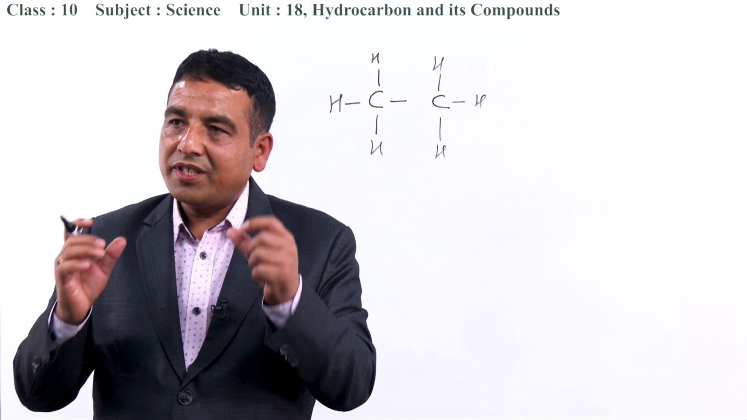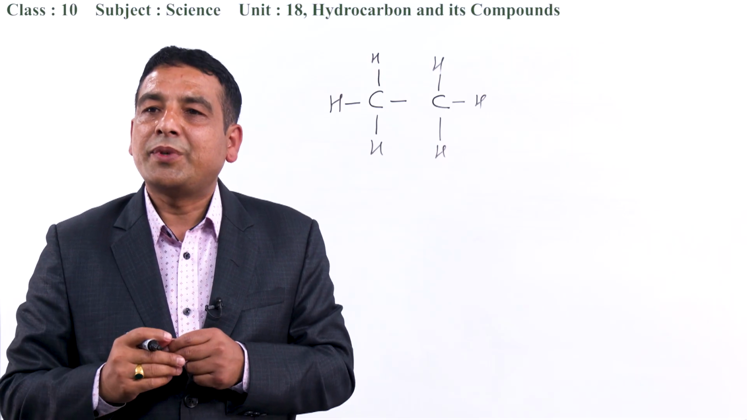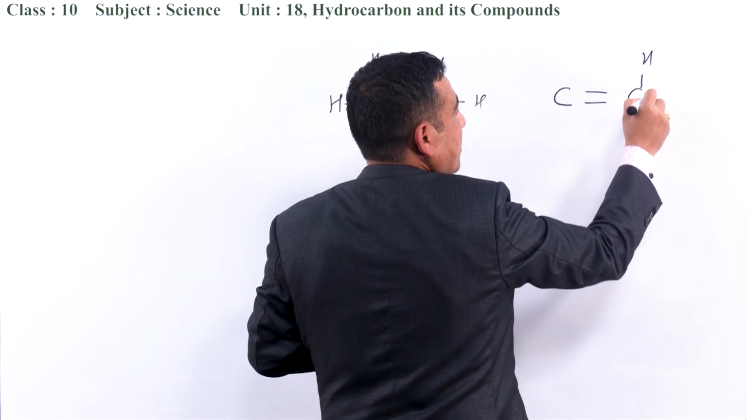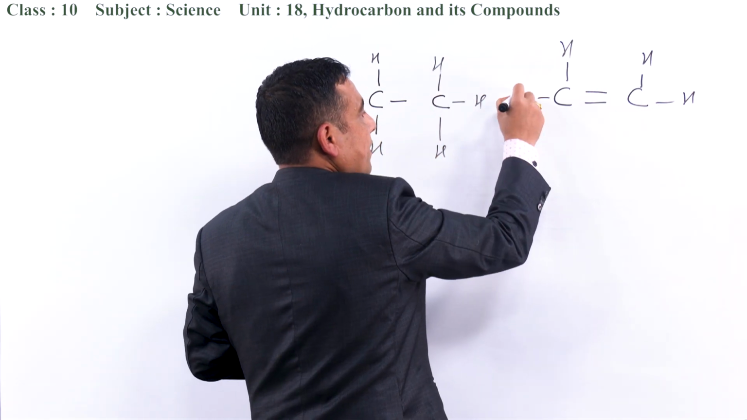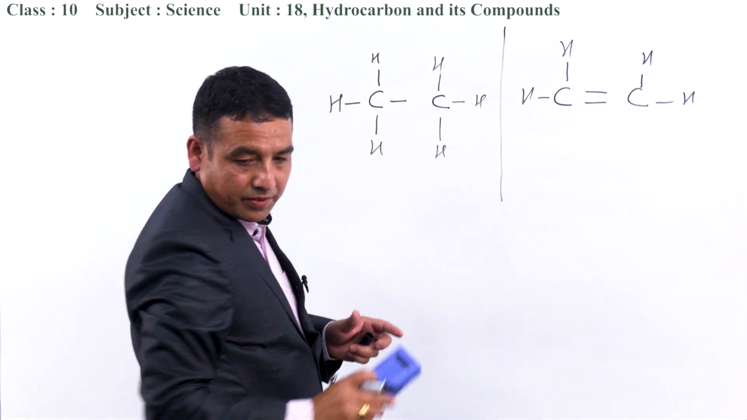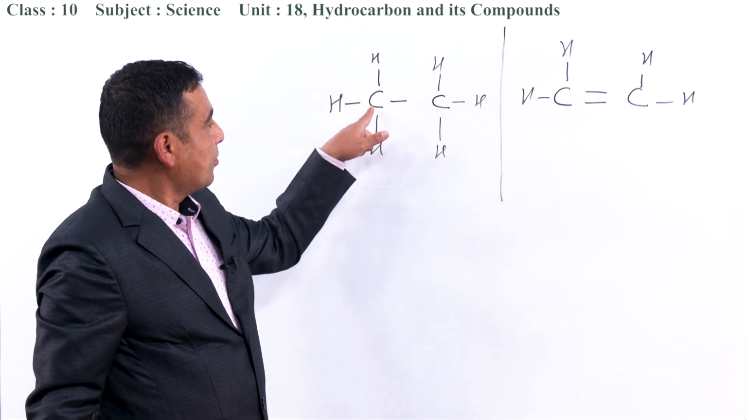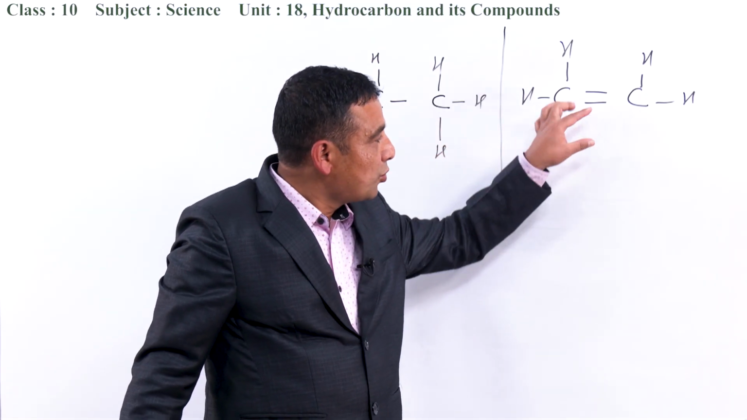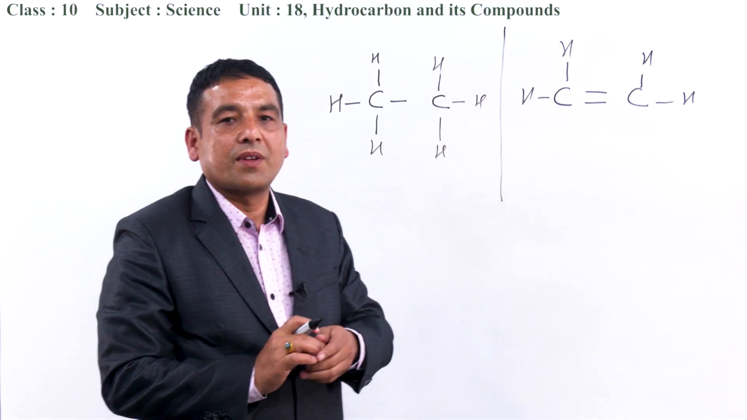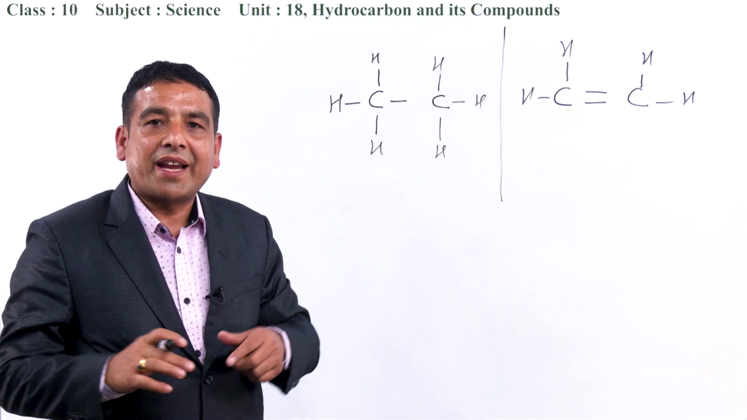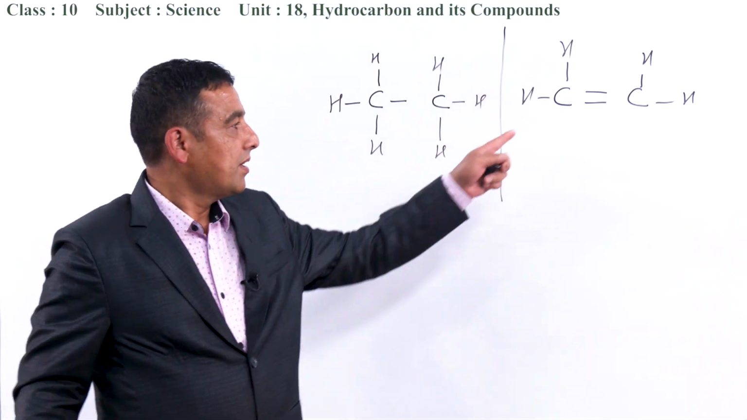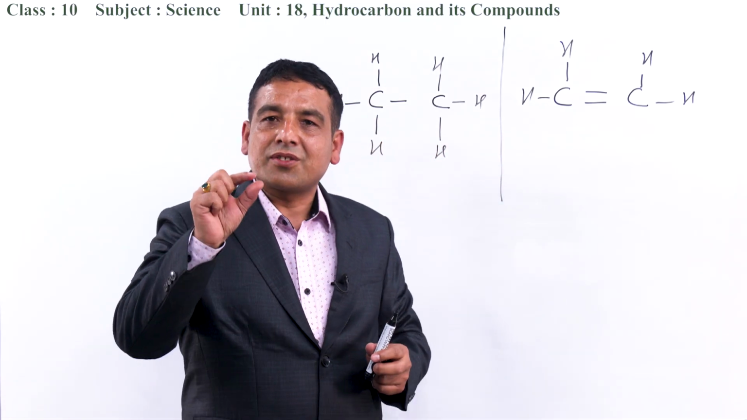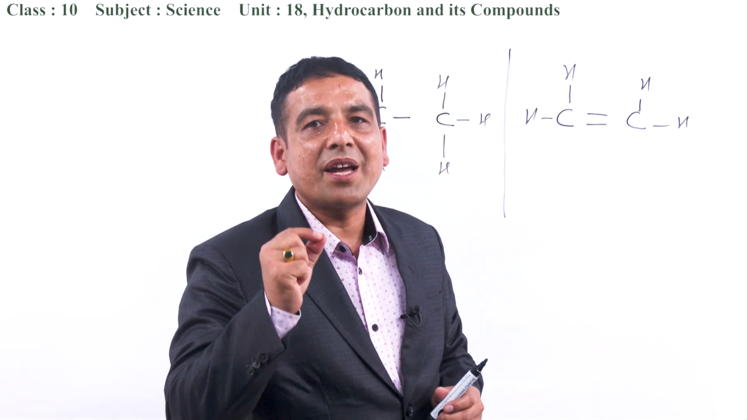Primary suffix always represents the number of bonds between carbon atoms. You can see here, there is only one bond between 2 carbon atoms, and there are 2 bonds between 2 carbon atoms. That means the carbon atoms can be bonded by multiple bonds also. There are two bonds, and there is a single bond. So to represent such nature of bonds, we use the primary suffix.